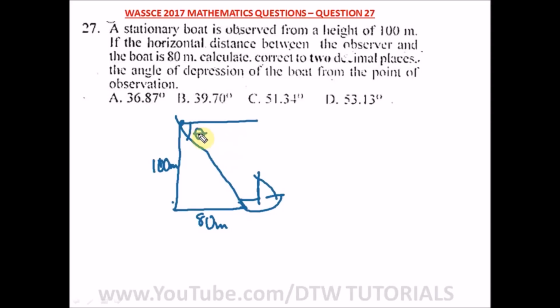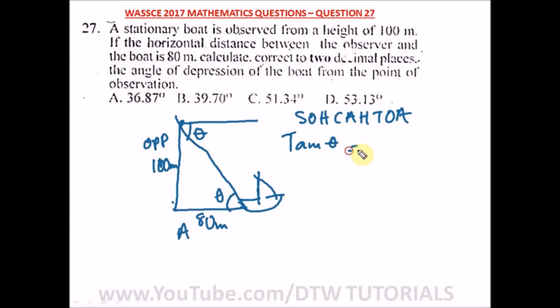All right, and remember the angle of depression is an alternate angle to the angle of elevation, which is equal. So this angle is equal to this angle, so we have to look for theta. To get theta, this is our opposite, and this is our adjacent. So we can just do TOA. Remember your SOH CAH TOA. So we can do TOA, that's opposite over adjacent.